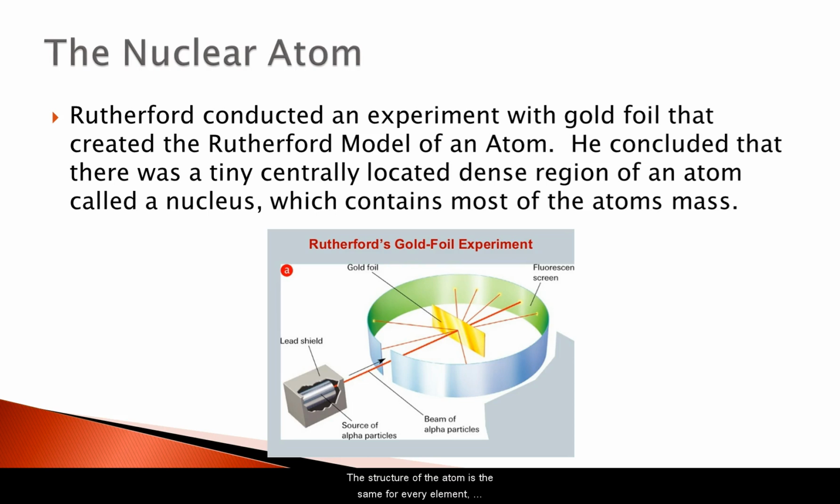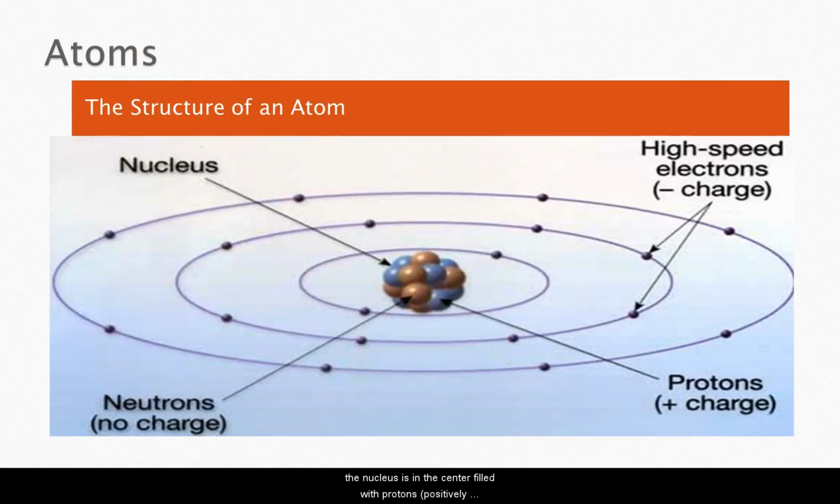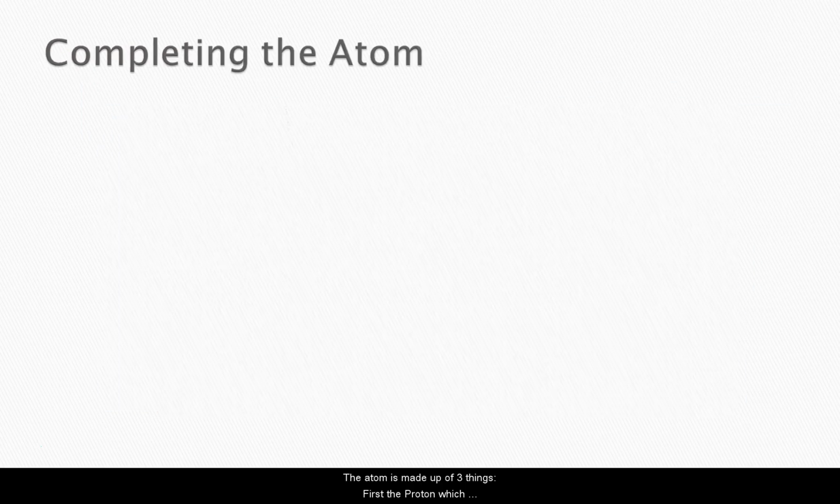The structure of the atom is the same for every element. The nucleus is the center filled with protons, positively charged particles, and neutrons, neutrally charged particles, with electrons, negatively charged particles, floating around the nucleus. Electrons may never, ever, ever enter the nucleus. The atom is made up of three things.